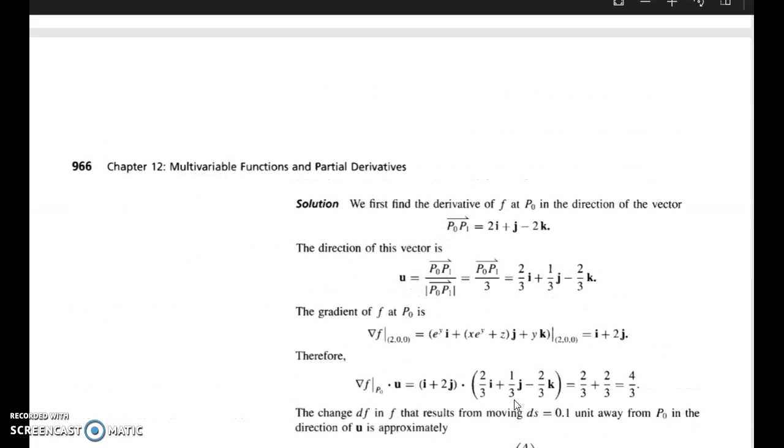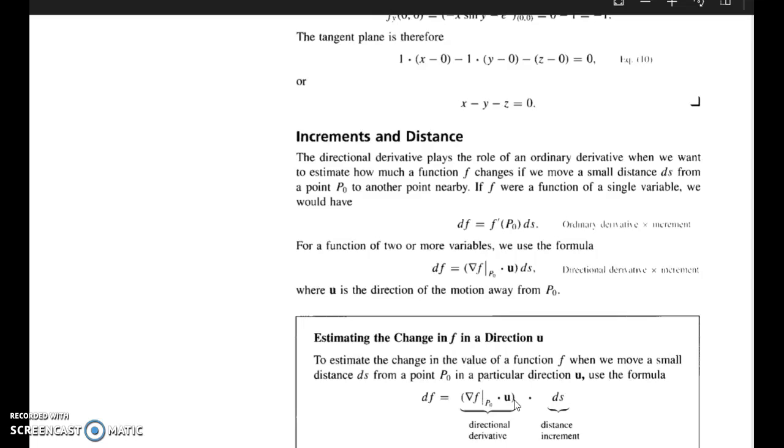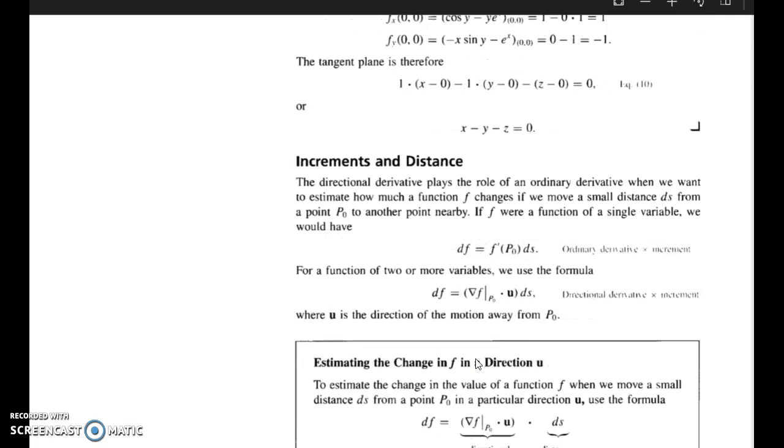So next is increments and distance. Increment means that is a change. Increments and distance, that is a change in this.